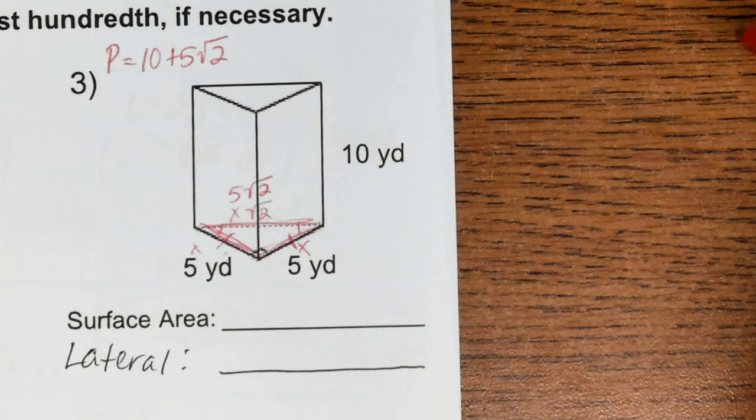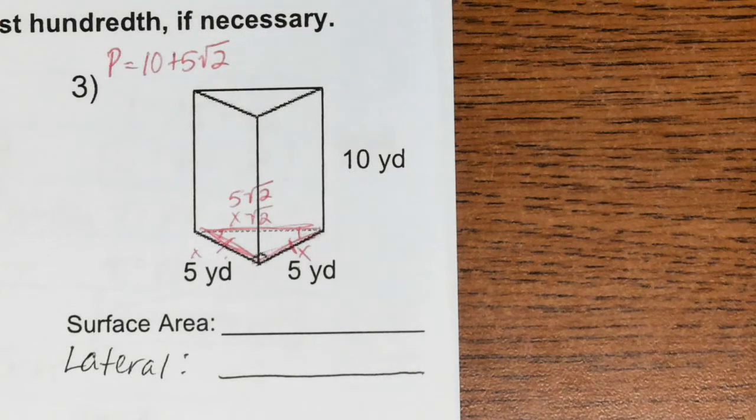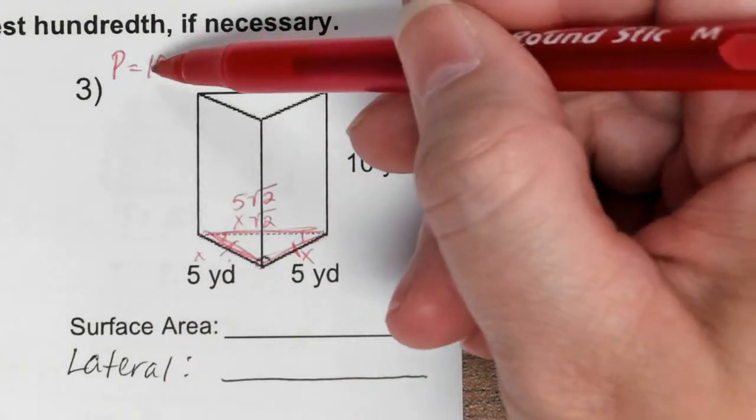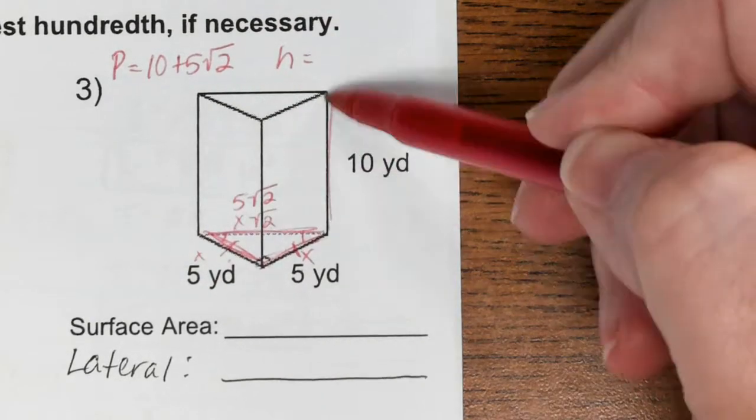I haven't seen a lot of people doing it, but I have seen some people saying that this would be like 15 square root of 2. Remember, they only add if they match. This one doesn't have a square root. Okay? And then the height is always the distance between the bases.